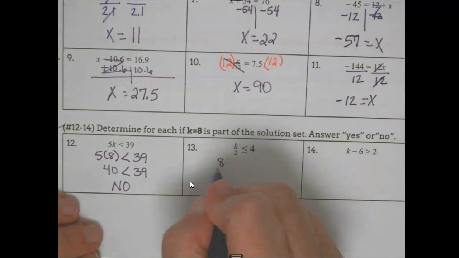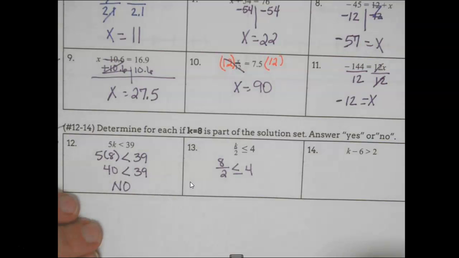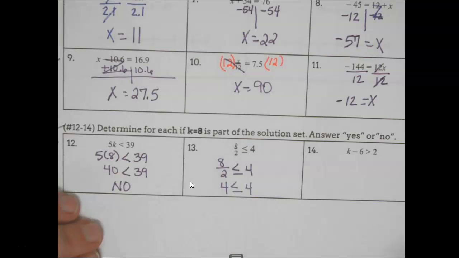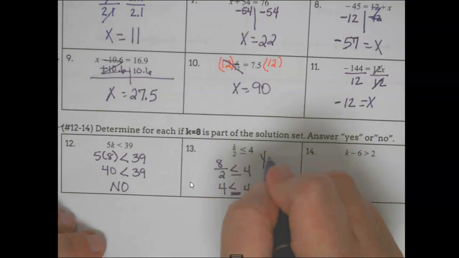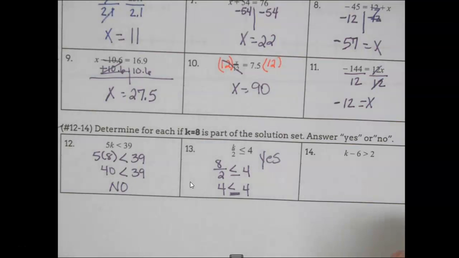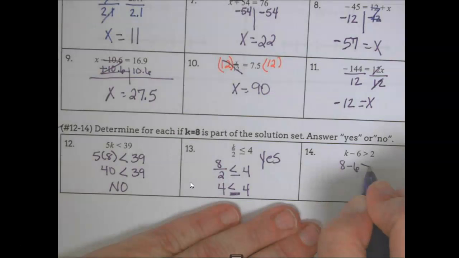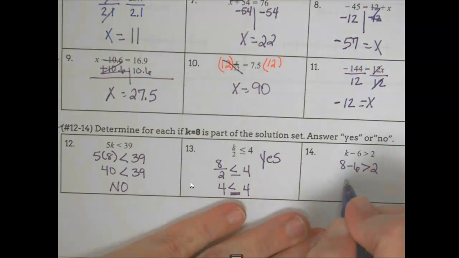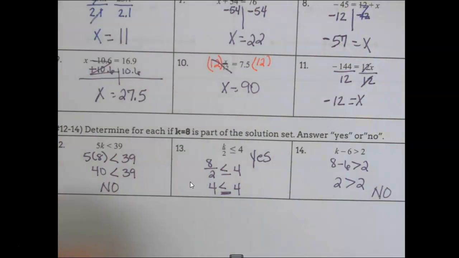So this is going to be 8 divided by 2 is greater than or equal to 4. 8 divided by 2 is 4. Is 4 greater than or equal to 4? That is possible because, remember, this is equal to. So this could be an answer. 8 minus 6 is greater than 2. 8 minus 6 is 2. Is 2 greater than 2? No. So that could not be a solution.